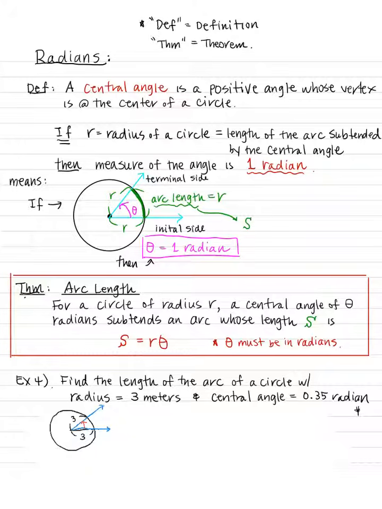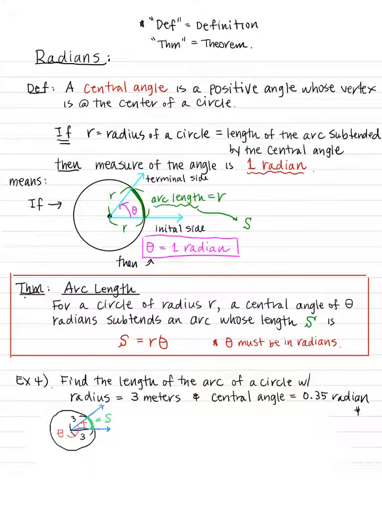Oh, I'm running out of room. I should have drawn this a little bit bigger. So let's just call this central angle theta. And what you're asked to compute is how long this piece of a circle is, which is called the arc length. So this is our S.